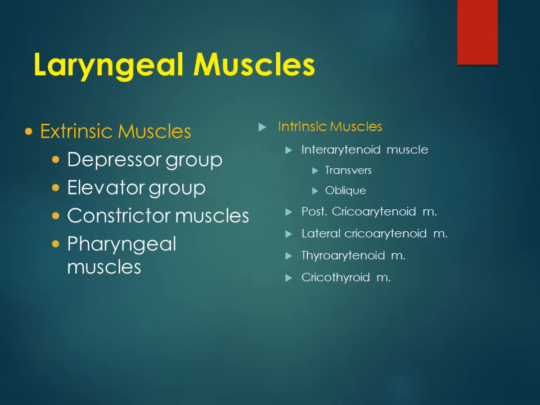There are two groups of laryngeal muscles. The extrinsic muscles are shared with the pharynx, with the other constrictor muscles of the pharynx and the other pharyngeal muscles, functioning for elevating and depressing the larynx, helping its protective mechanism from aspiration. And the intrinsic muscles function mainly in controlling phonation and fine-tuning the pitch of our voice.